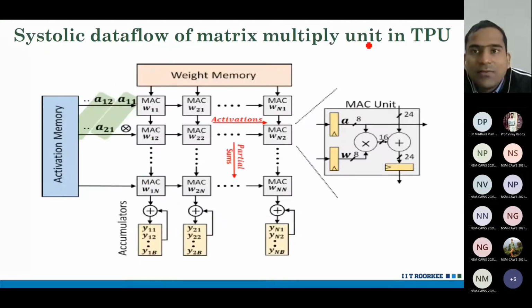This is the systolic data flow of the matrix multiply unit. Here we have the activation memory. Activations come from the left, and partial sums keep on moving down. The weights are already stored here. Within a MAC, we have 8-bit activation and 8-bit weights. The output is 16-bit. We add the 24-bit partial sum from the previous step, and that comes here.